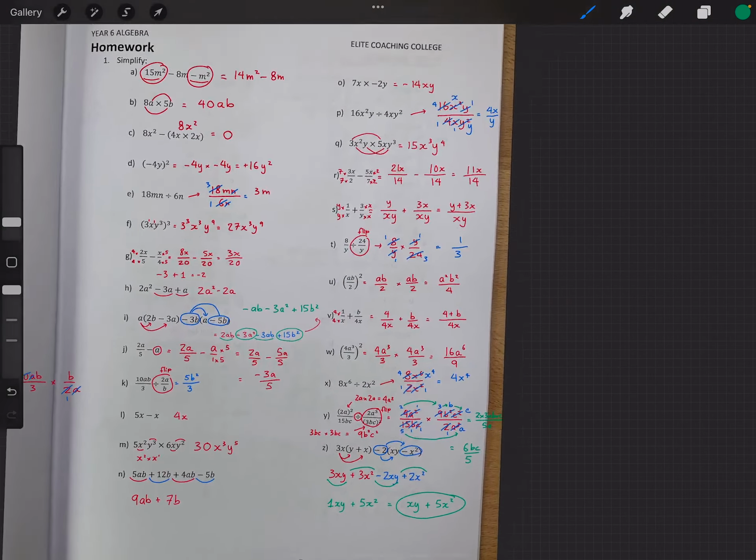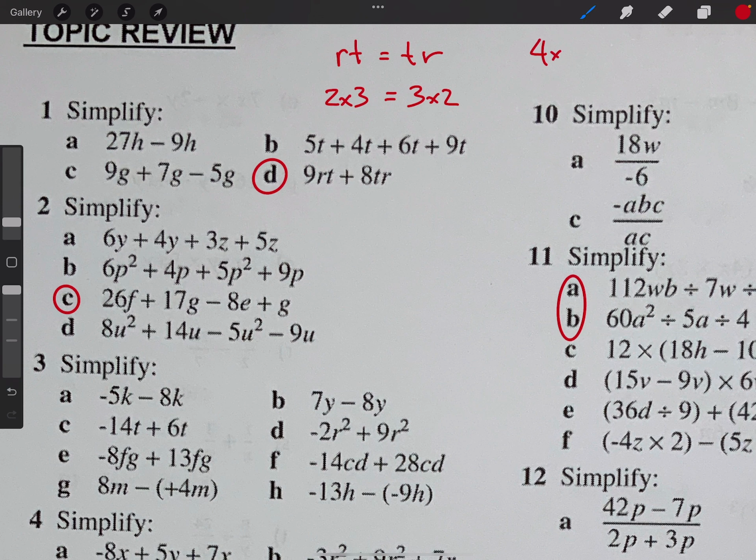Now let's look at the topic review on page 24, question 1D. It says 9RT plus 8TR. Now RT is the same as TR. It's just like saying what is 2 times 3, that's same as 3 times 2, isn't it? Or 4 times 5 is same as 5 times 4, same thing. Okay. So RT and TR is the same thing, so these are like terms. So what we can do is we can add them. So we can say that's 9 plus 8 is 17, and we just put RT. There you go, done.